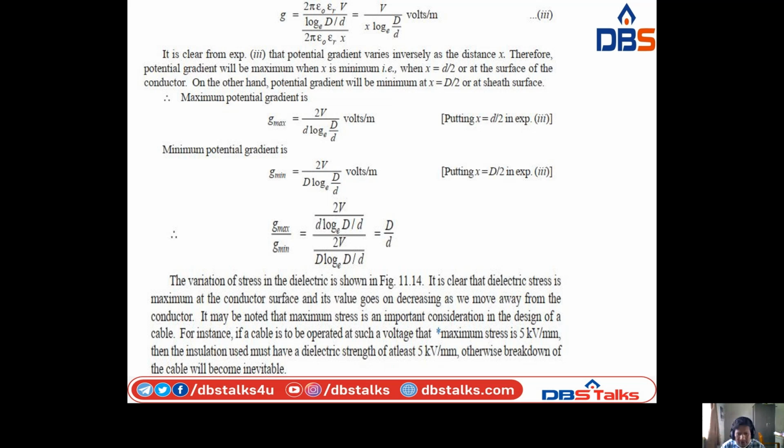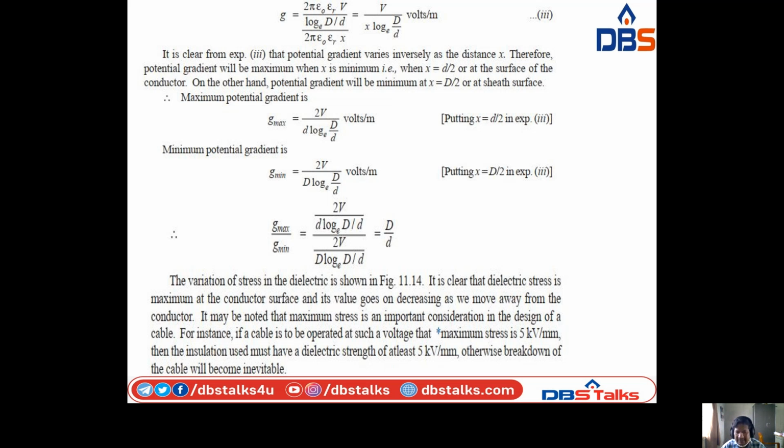G minimum is equal to 2V by D log D by d base e volts per meter. Now, G maximum by G minimum: divide these two equations. All terms cancel, and we get G maximum by G minimum is equal to capital D by small d. The variation of stress in the dielectric is shown in the next figure.